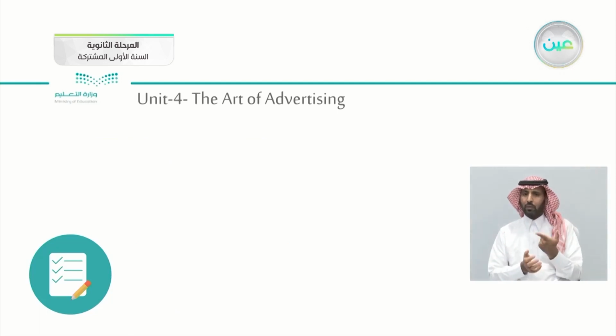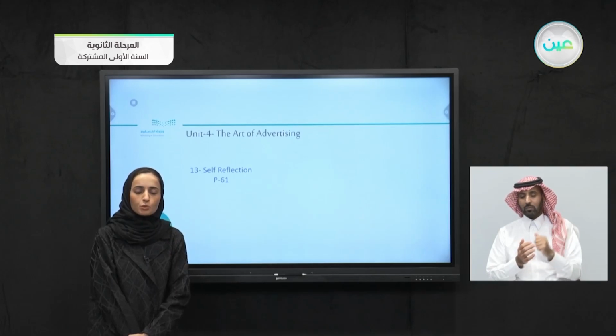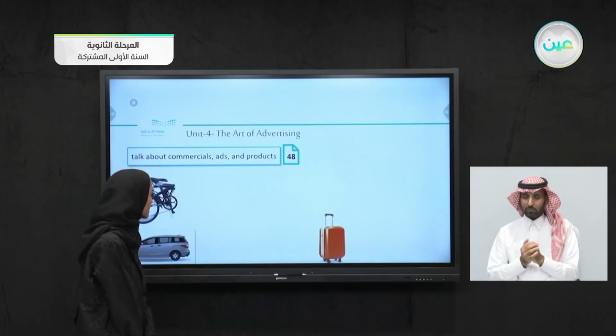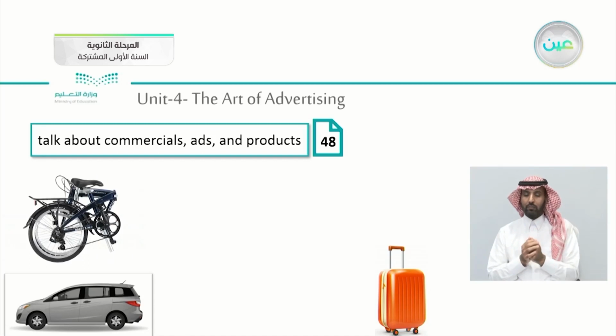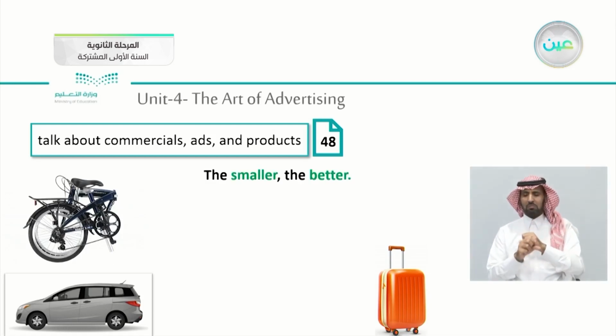How are we going to go in this unit? We are going to go through the self-reflection, the last page in this unit, which is on page 61. We're having certain objectives, and I will check it with you for understanding. At the beginning, on page 48, which was the first lesson in this unit, you will be able to talk about commercials, ads, and products, which is the idea of how to read the advertisements or commercials. We have described these as the smaller, the better.